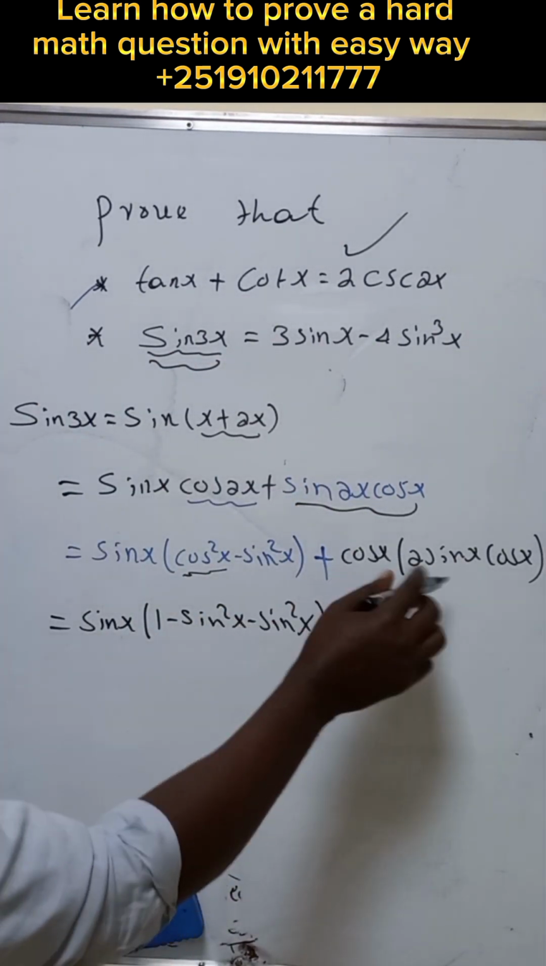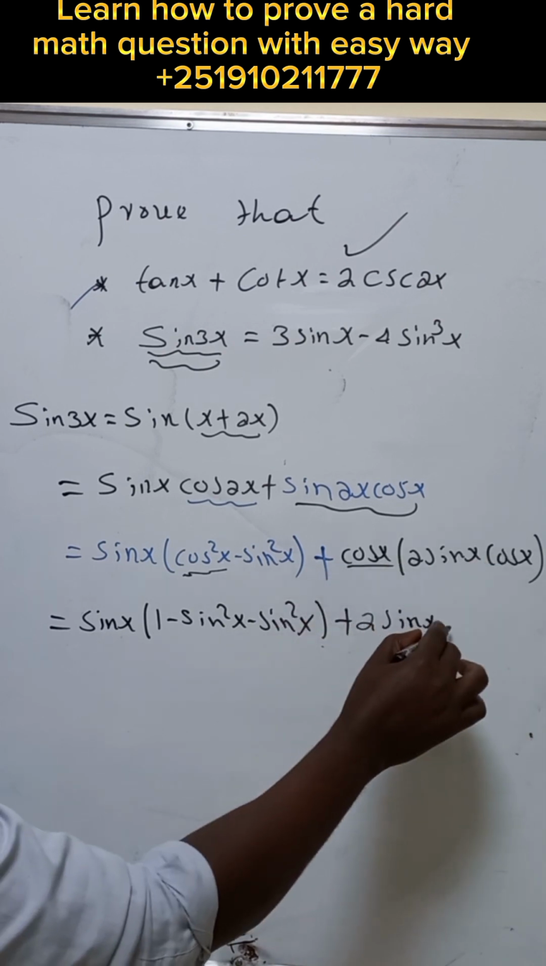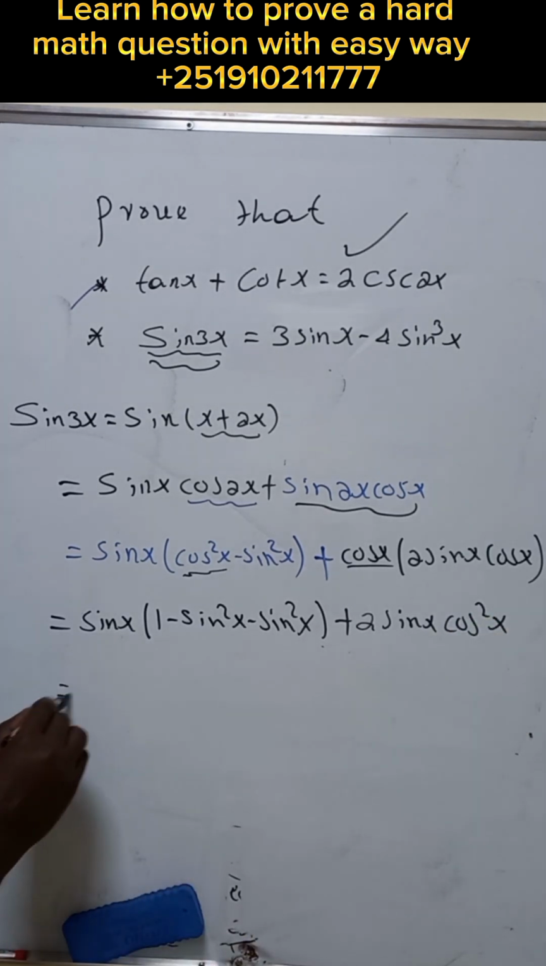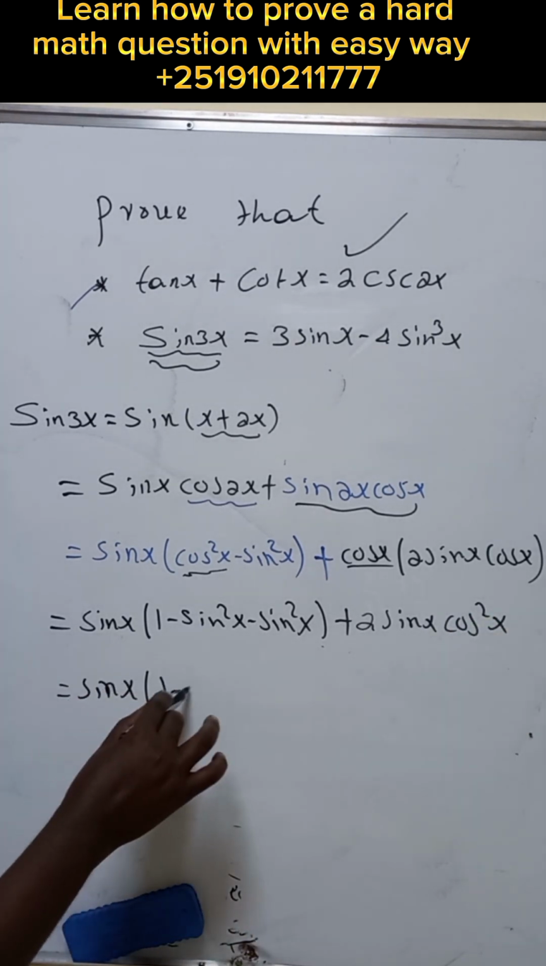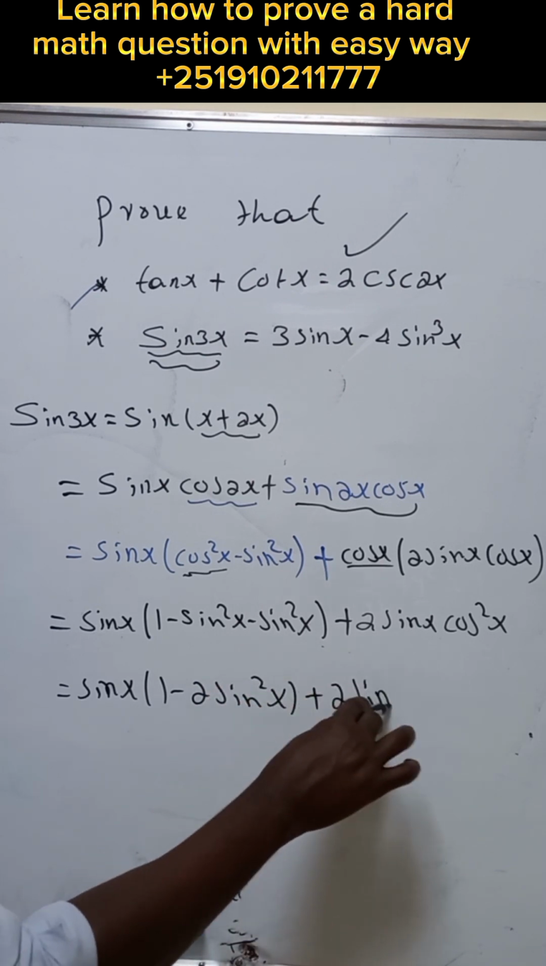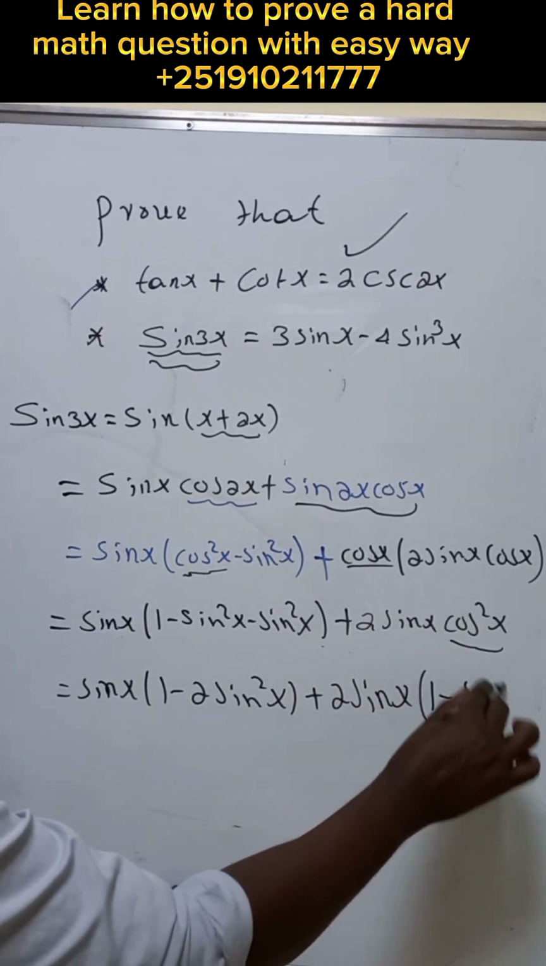So let's multiply first of all this by this one. So it's going to be sine x cos x times cos x is cos square of x, is that? Cos square of x, is that? So then this will be what? Sine of x into 1 minus 2 sine square of x plus 2 sine x into, you know, cos square of x mean 1 minus sine square of x, is that?